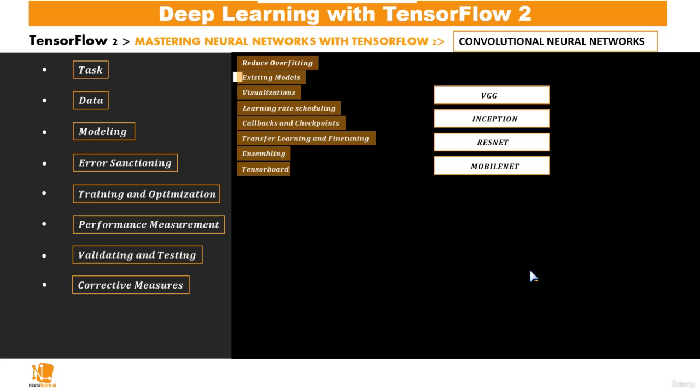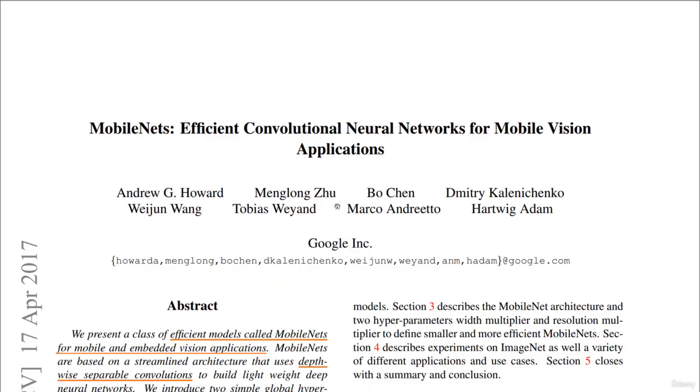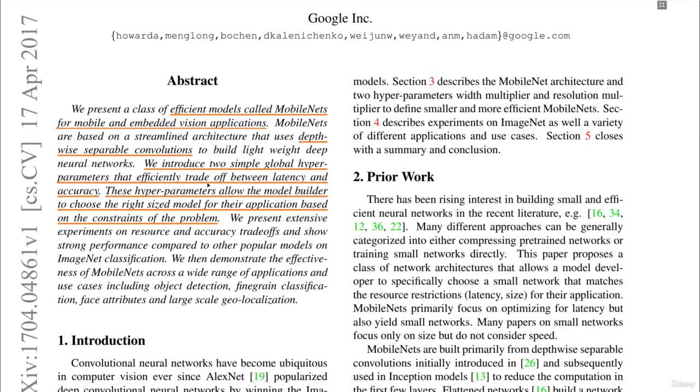The next convolutional based model we shall be working on is the MobileNet. MobileNets are efficient convolutional neural networks for mobile vision applications, developed by Andrew Howard et al. of Google. This is a class of efficient models called MobileNets for mobile and embedded vision applications.